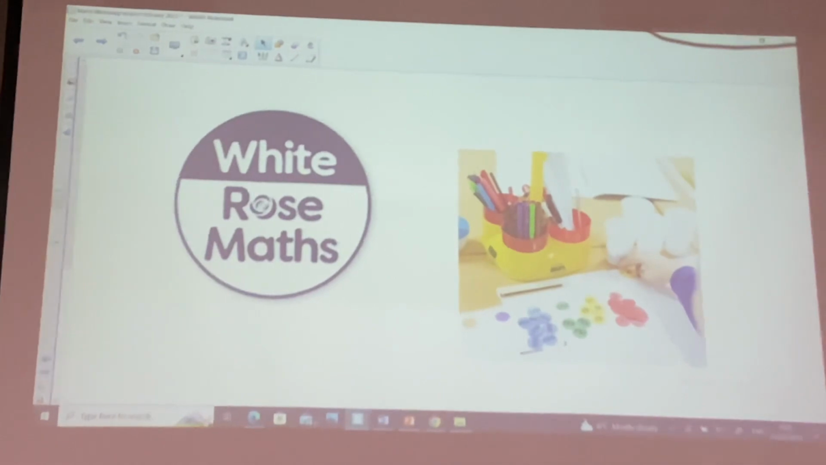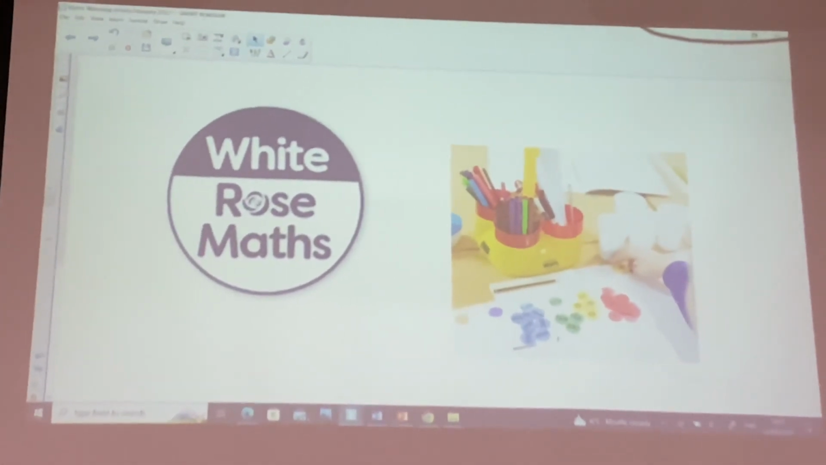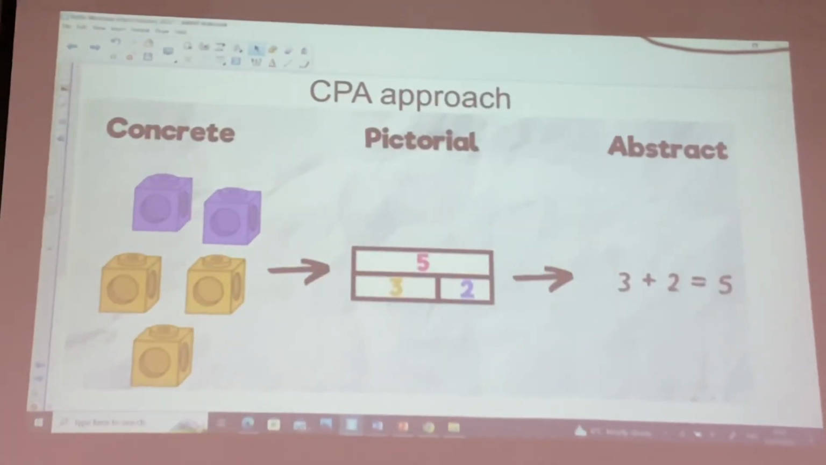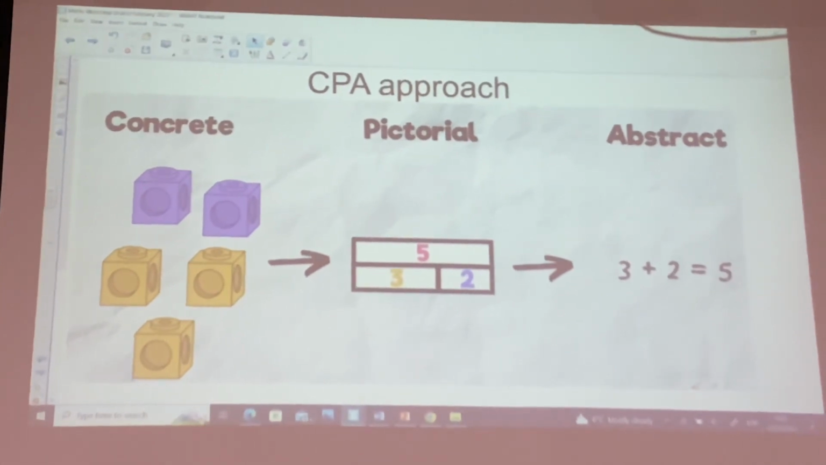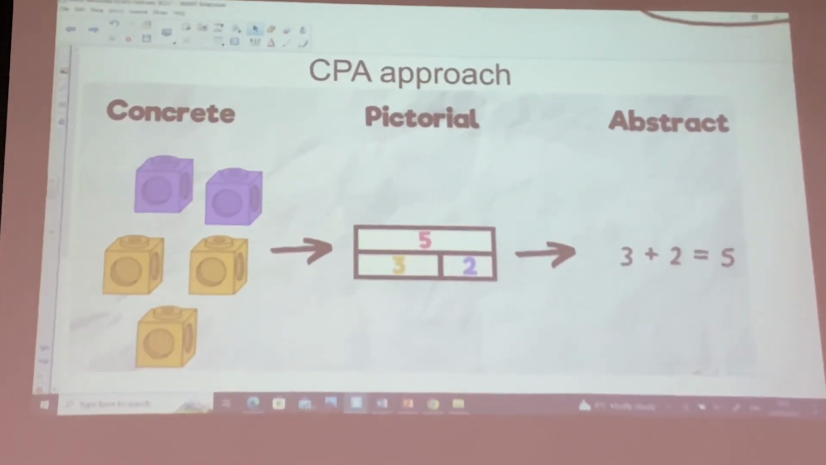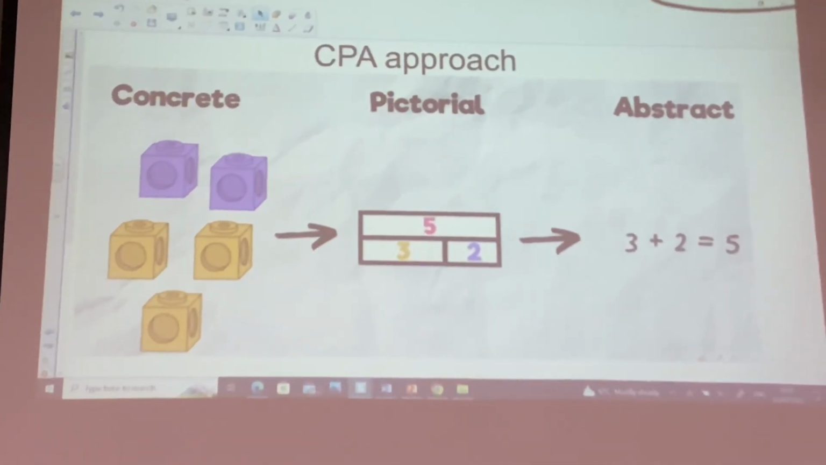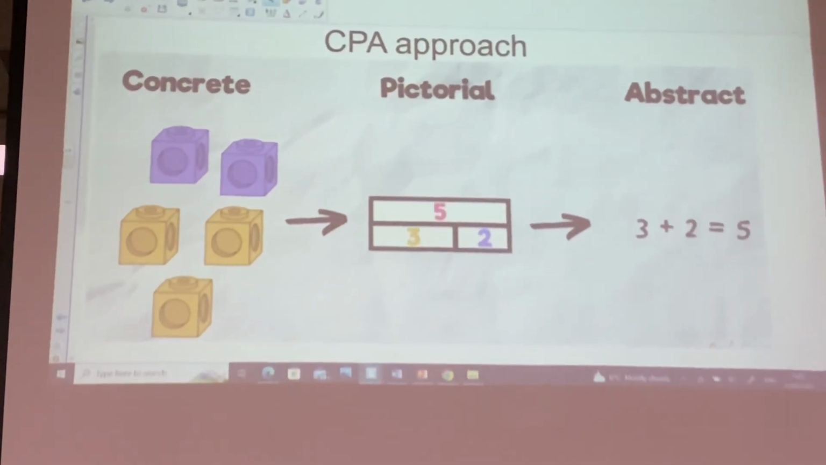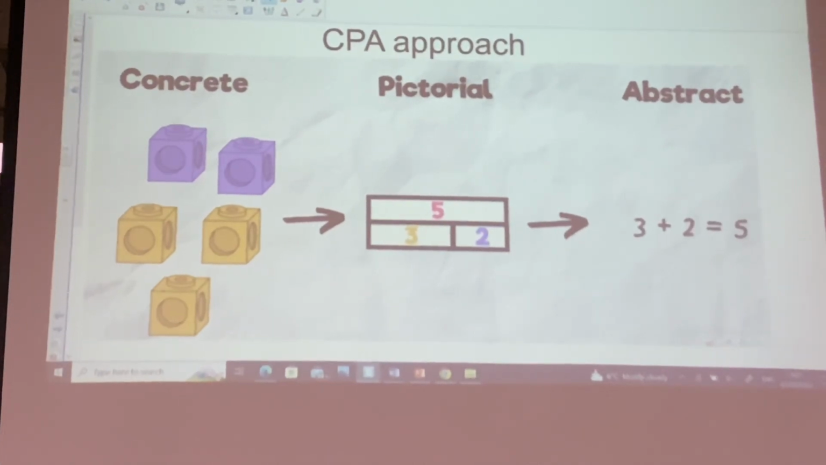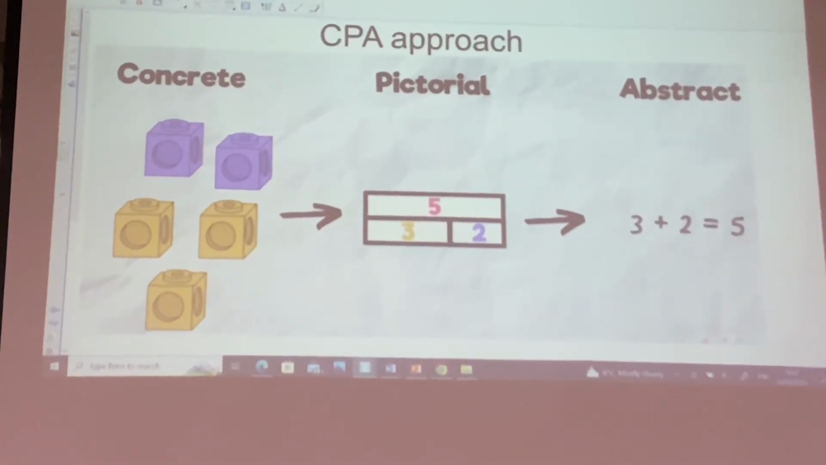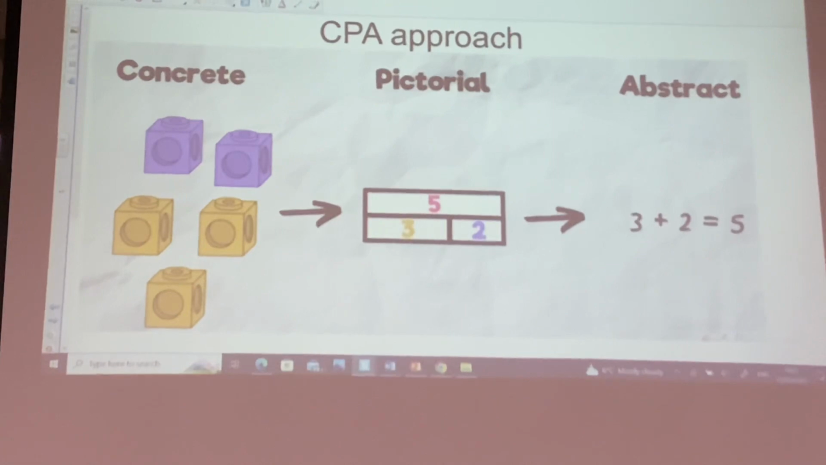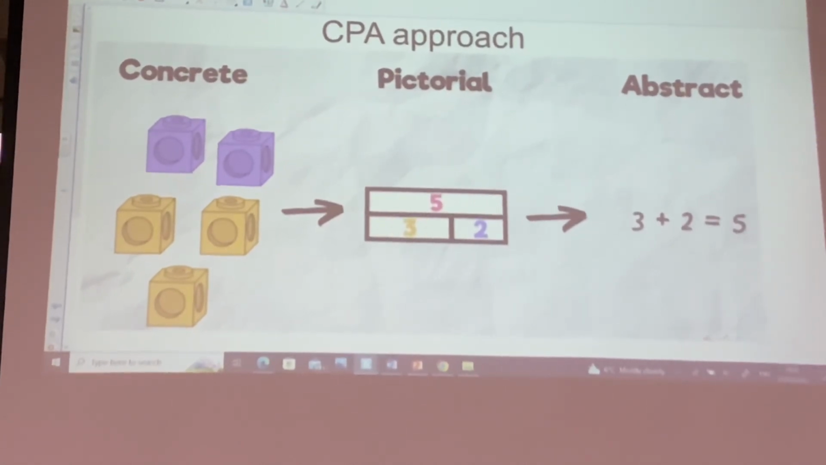White Rose follow an approach called the CPA approach, and you may have heard the words concrete, pictorial and abstract, maybe not, but if you hear the CPA approach mentioned, that's what it means. It's moving through from the concrete, where you actually have physical resources to pick up, through to using pictures, and then finally onto what we know as the abstract.